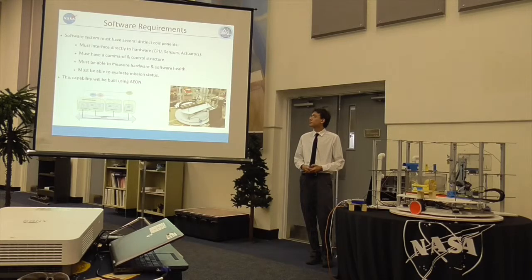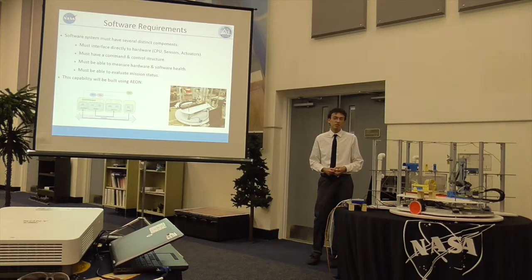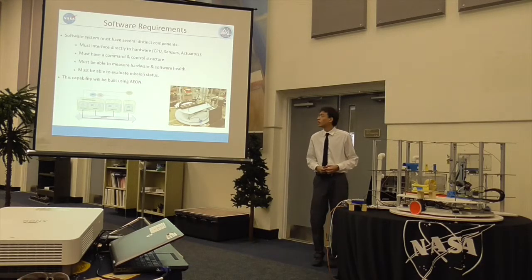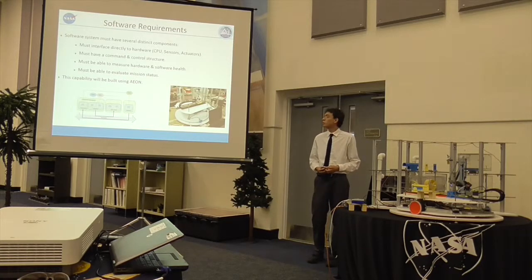We also will need to measure the health of the hardware and software during this mission. We can't expect everything to go right. There's probably, at some point, something will break. Maybe the arm will break. Maybe the stepper motors will break. Or maybe the software will have a flaw, and we'll have to deal with that in orbit. And of course, it'll have to evaluate the mission status, take data concerning the mice, their health, and how well it is doing at maintaining the mouse population. All of this software capability will be built using AON, the Autonomy Incubator's software architecture.